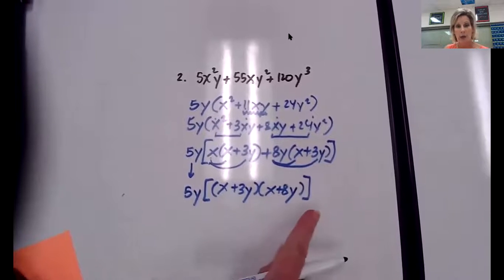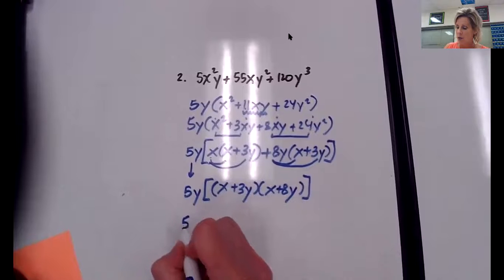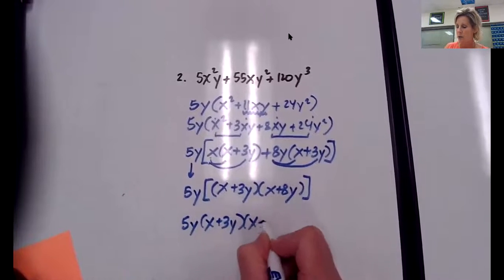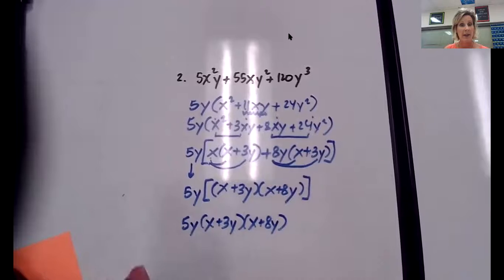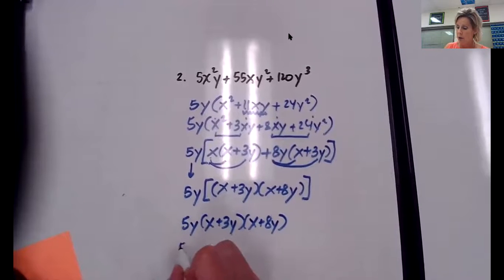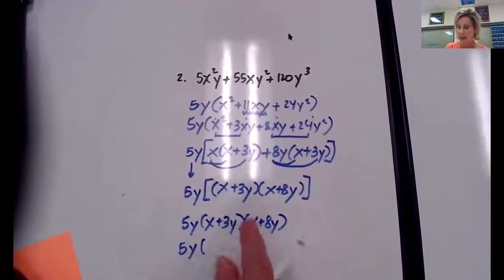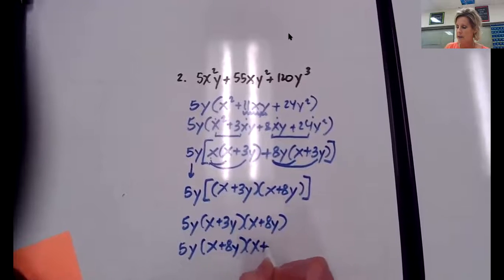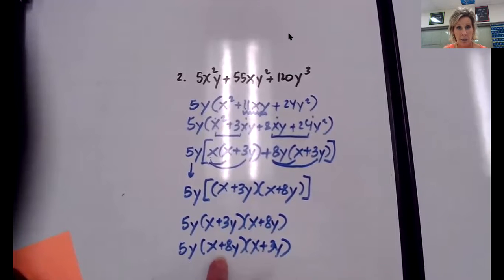Guys, if you want to leave it right like that, that's fine. If you want to rewrite it as x plus 3y, x plus 8y with no brackets, that's fine. Remember, if you wrote it x plus 8y, x plus 3y, that's also fine. So all of your sets of parentheses can come in any order you want them to, but we always make sure that we lead with our monomial or our single term.